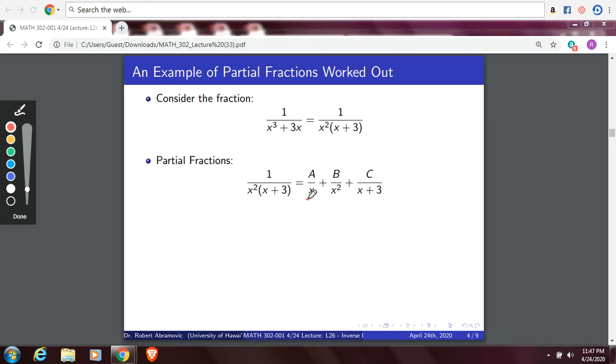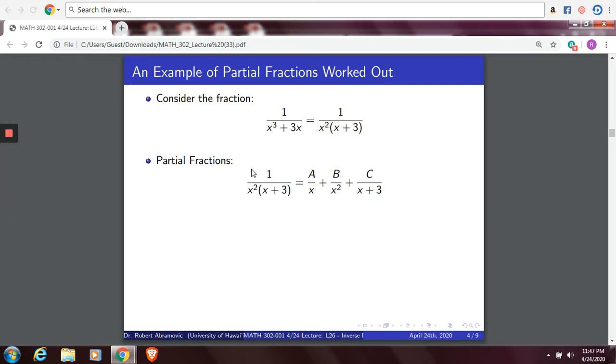Notice x isn't in the parentheses, but if it was x plus a constant, it would be in the parentheses. So you want to think of the x in the denominator as being in the parentheses. Here it's a over x plus b over x squared plus c over x plus 3. Three terms. These two correspond to the double factor of x in the polynomial in the denominator, and this x plus 3 factor is the second factor.